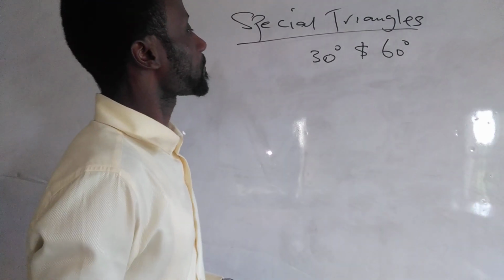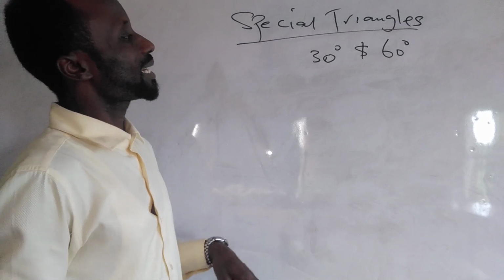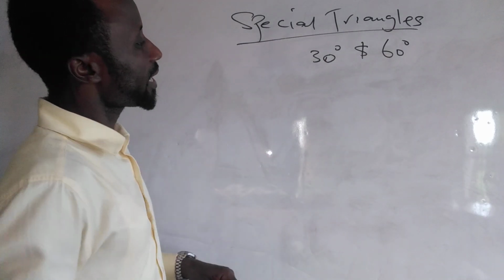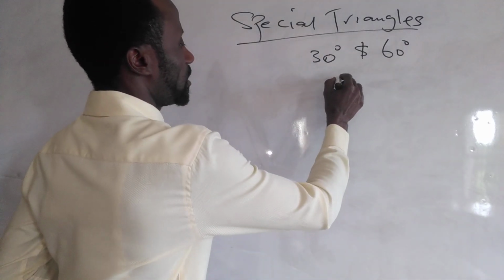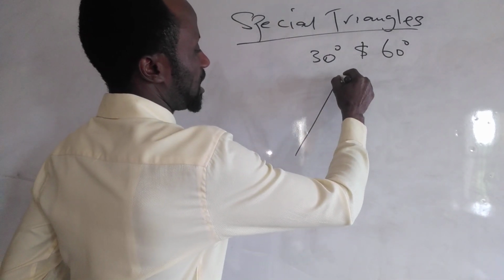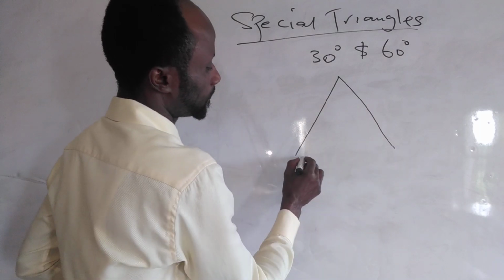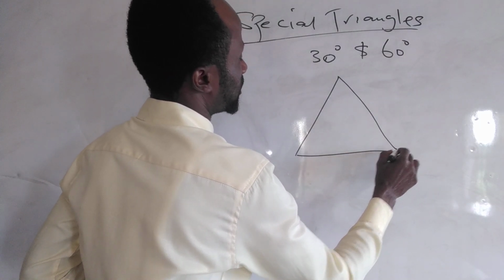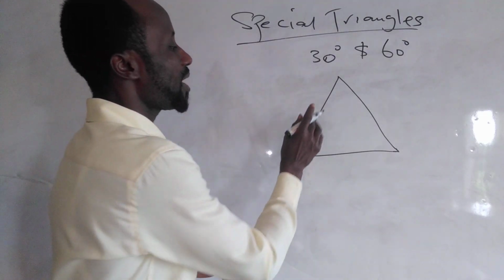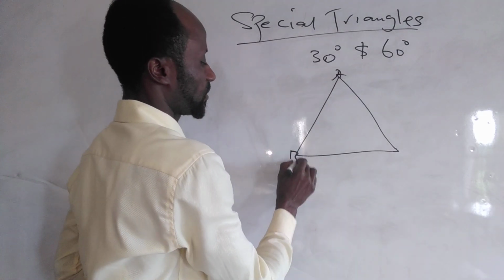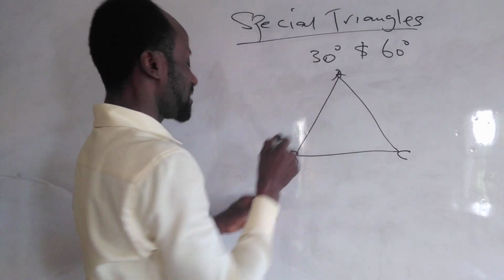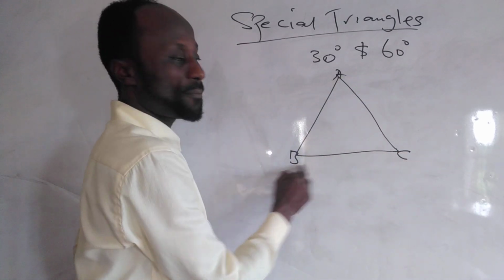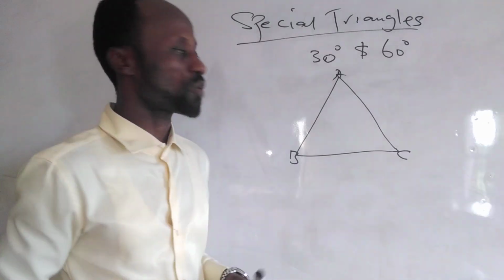In this segment, we want to look at the short form of 30 degrees and 60 degrees. This one will require an equilateral triangle. I believe you remember the properties of an equilateral triangle, where the three sides are equal. That means sides AB, AC, and BC are all equal.